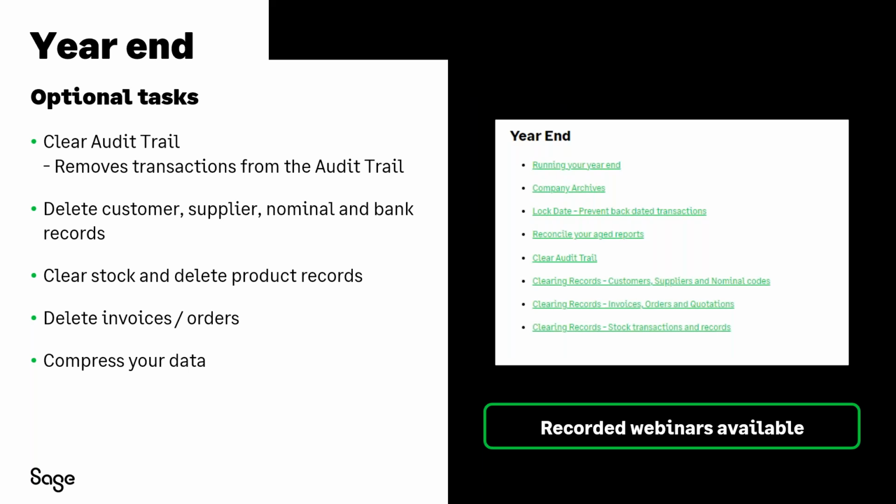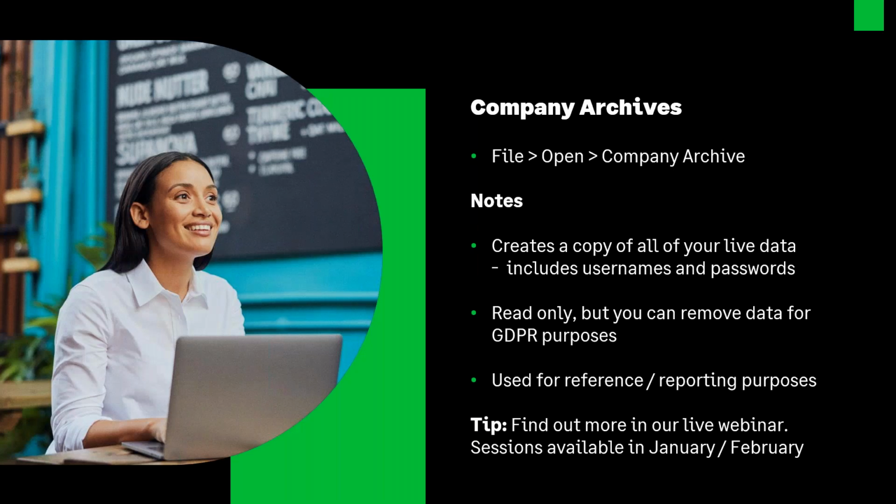The one I want to quickly mention is company archives. Again, we've got some live webinars coming up on this, just so we can go into it in a bit more detail. But what is a company archive? It mentions that in the year-end wizard, that little tick box that I said to leave ticked. So the fourth option when we went into the year-end window.